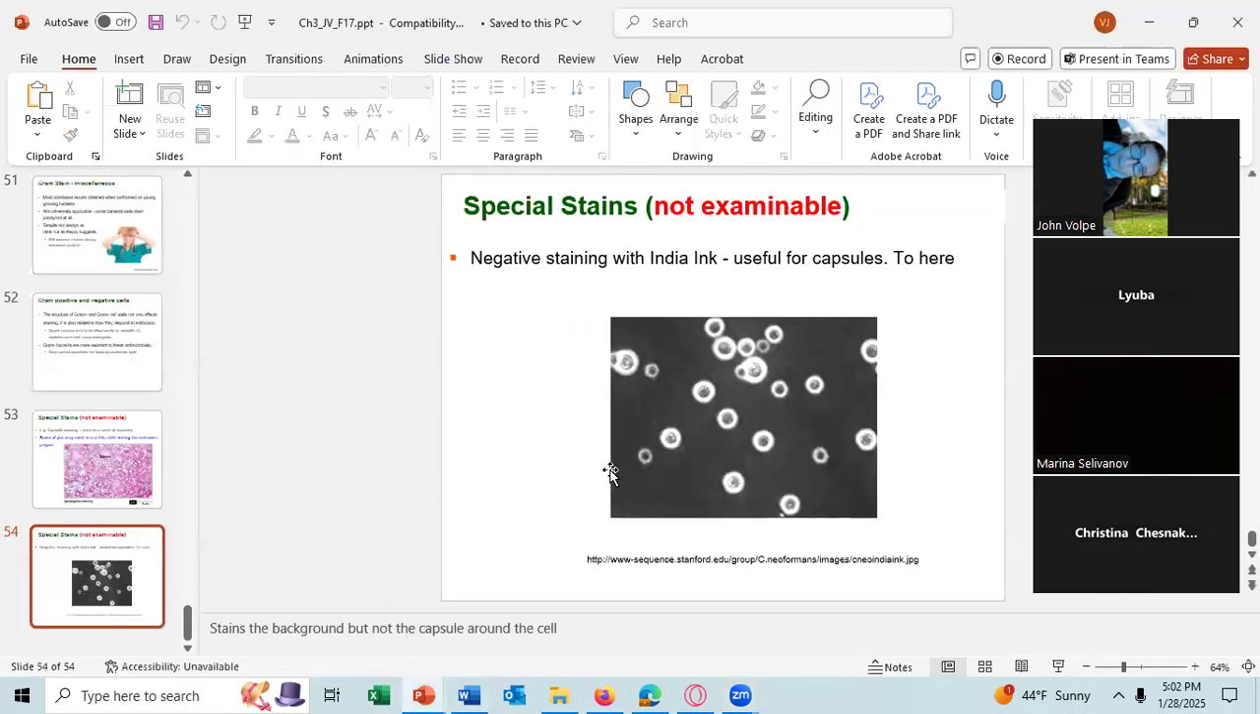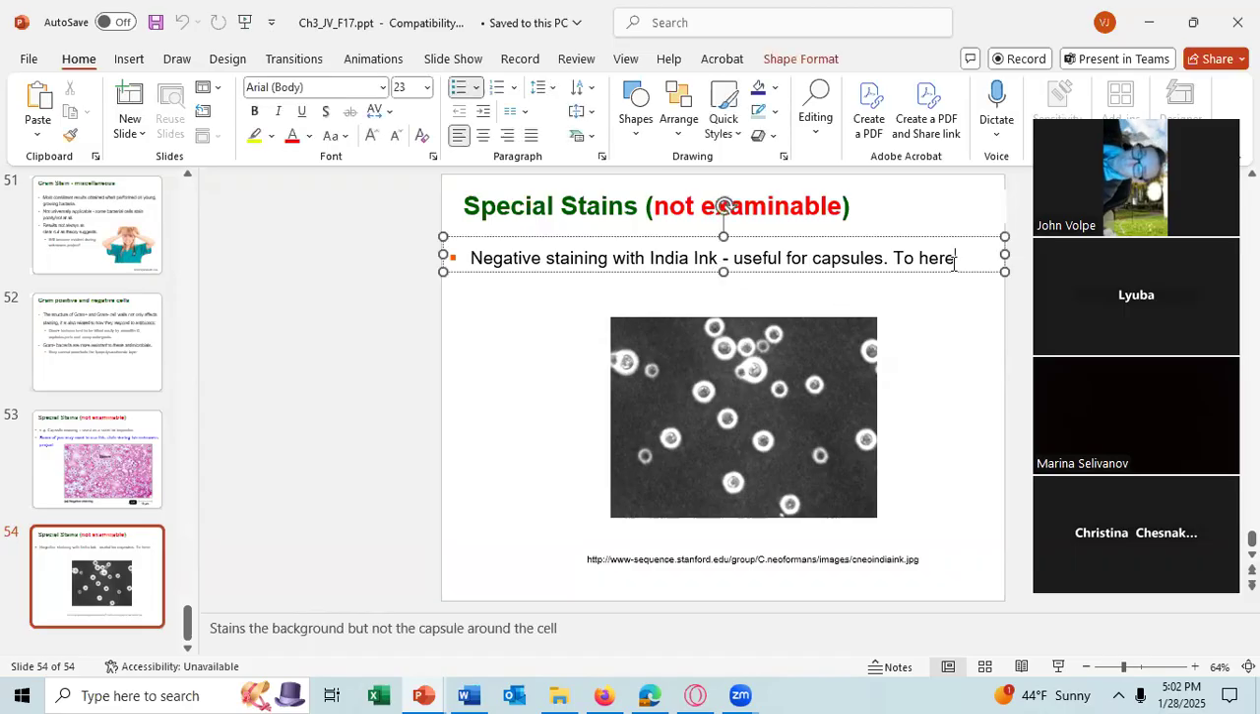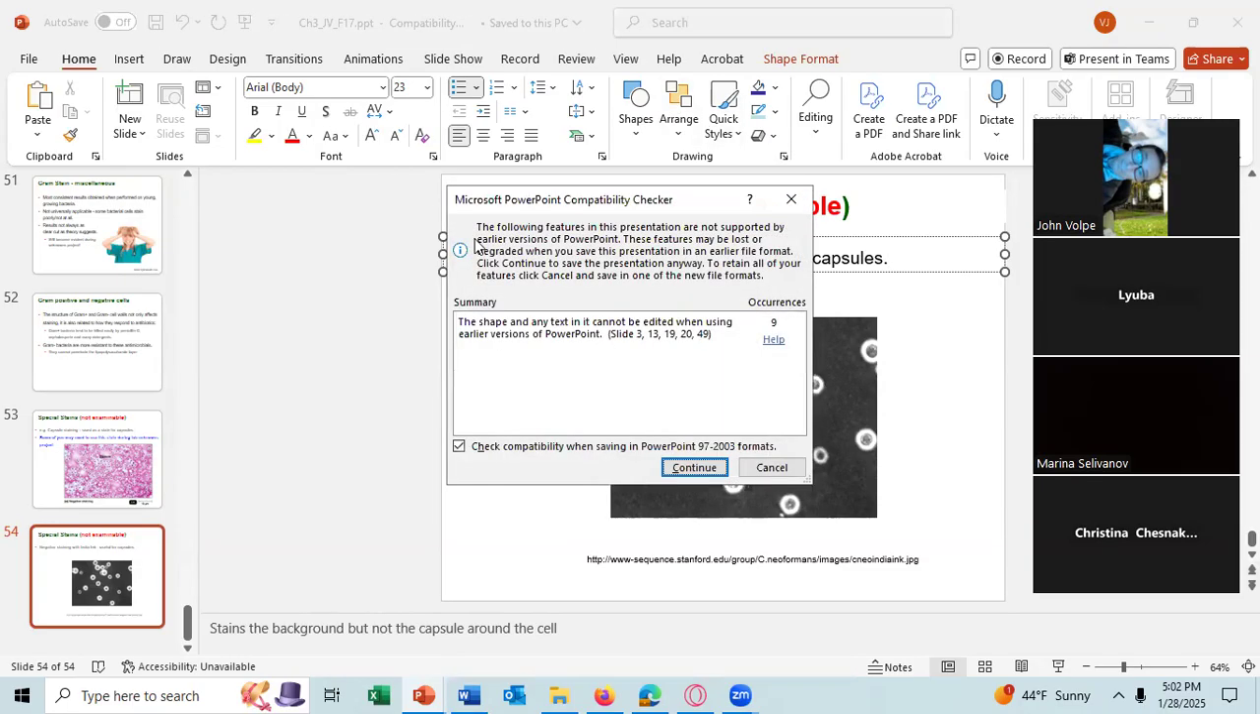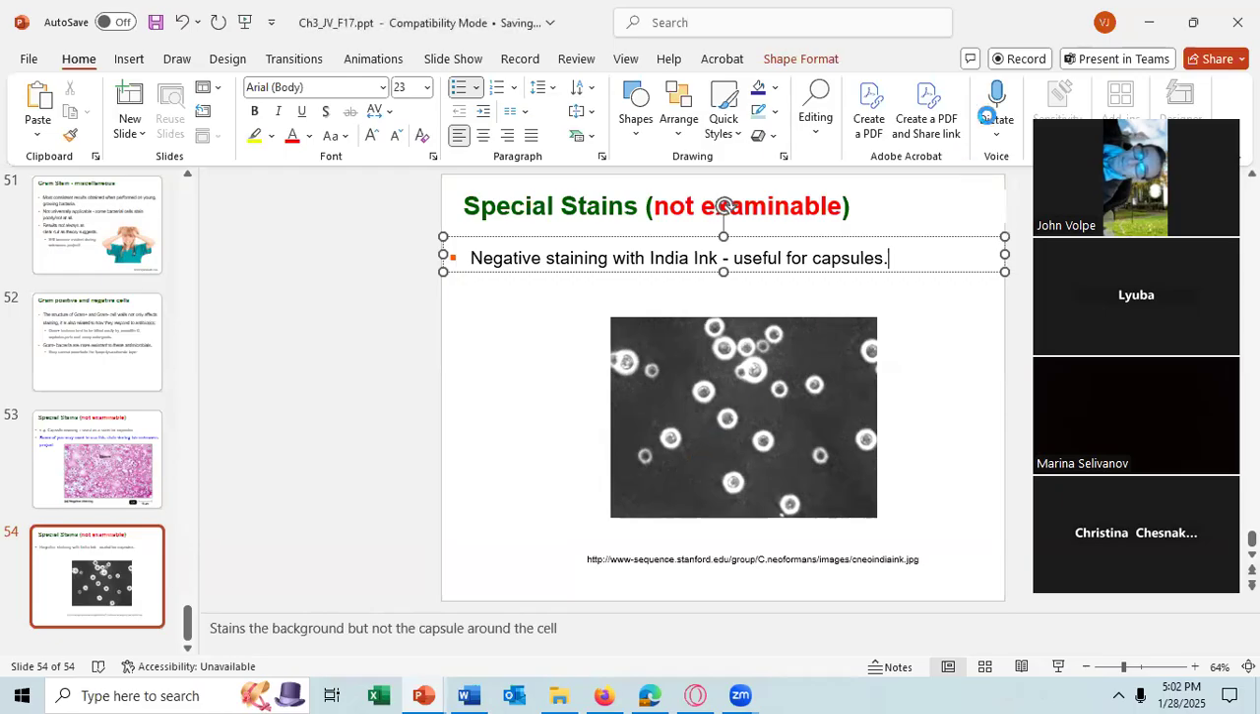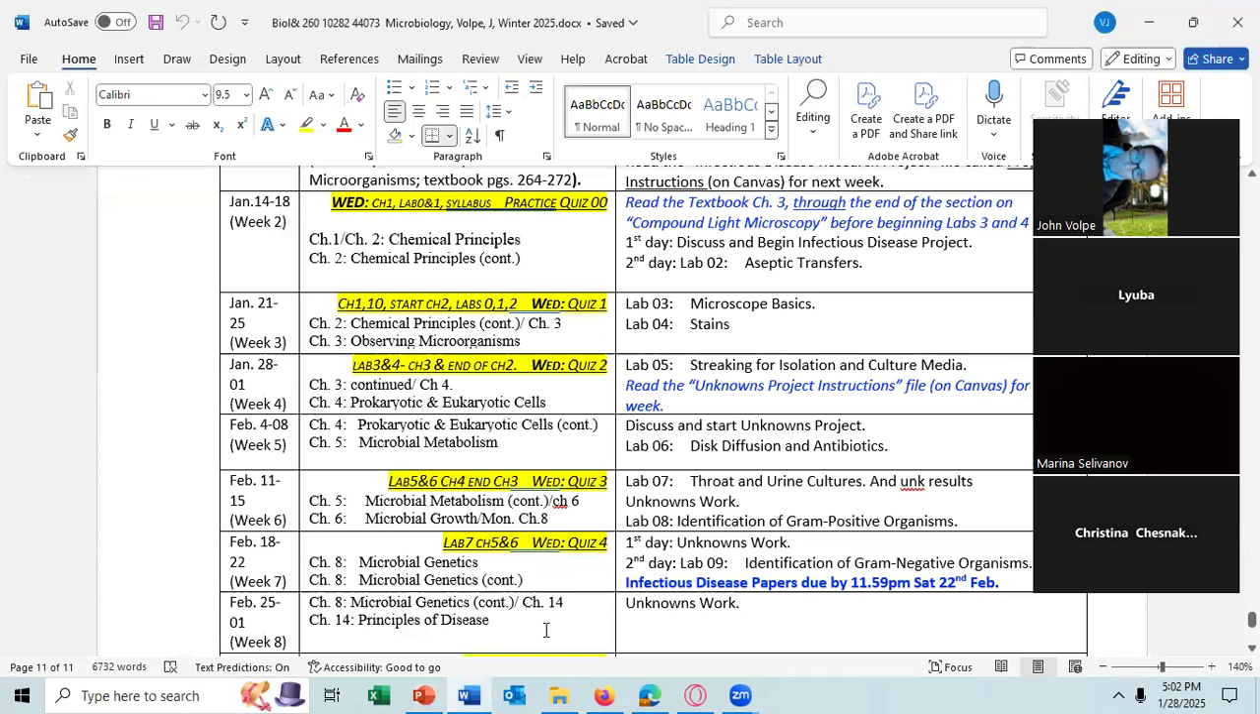All right, last time we had talked about special stains. I did tell you you do not need to know special stains for the quiz and the exams, but you do need to know it for your unknown project because you may need to do a special stain for your unknown project. Any question about special stains? All right, let's begin chapter 4.